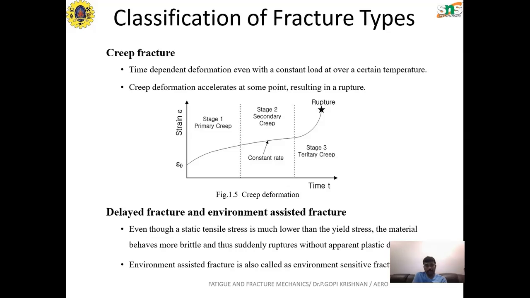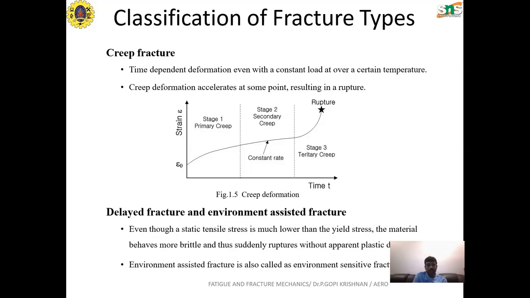If you take the graph of strain versus time, the creep fracture curve follows a very linear way during stage one, which is called the primary creep, and it moves towards the strain at a constant rate, which becomes stage two, termed the secondary creep. And when it enters stage three, within a short amount of time, the strain develops in a tremendous way and it leads to the rupture.